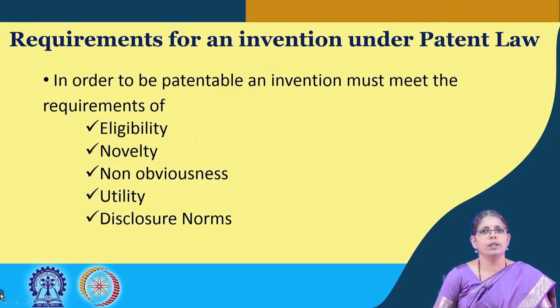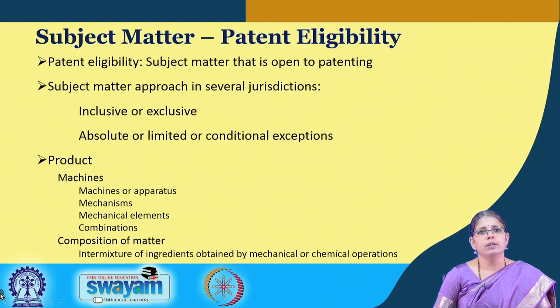Novelty, non-obviousness and utility are essentially the patentability criteria. So, we have patent eligibility and then we have patentability criteria. All of these must be in the form of disclosure. Therefore, there are norms with respect to how this information must be disclosed in patent applications. Patent eligibility is about the subject matter that is open for patenting. Different jurisdictions differ with respect to eligibility in relation to patents.